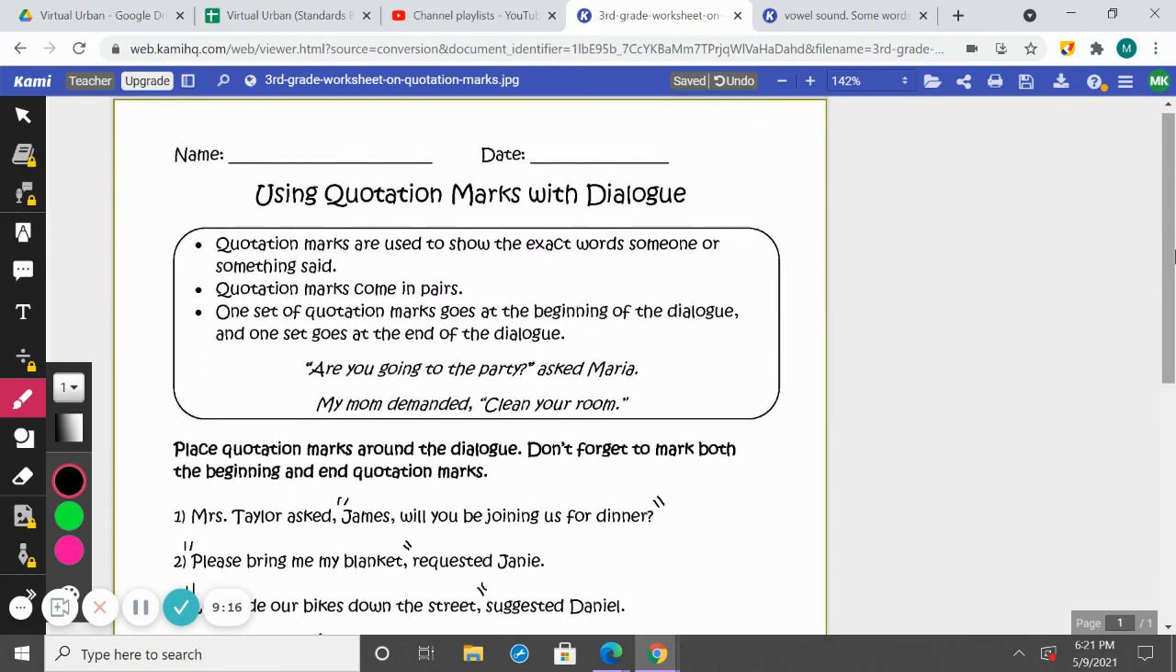All right, 2nd grade, real quick review before I let you guys go. Today we talked about quotation marks, and quotation marks are used to show the exact words someone or something says. So if we look back at our example here, "Are you going to the party?" asked Maria. Those are the words that came out of Maria's mouth. That's what Maria said, so we put quotation marks around those words. One quotation mark goes at the beginning. One quotation mark goes at the end, closing in what was said. And the punctuation at the end is also included in that quotation mark.